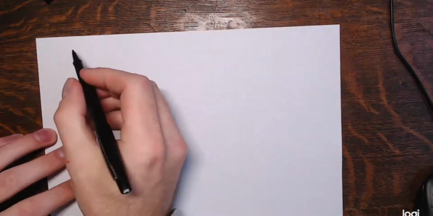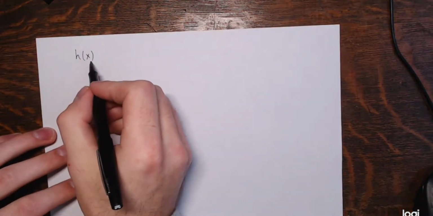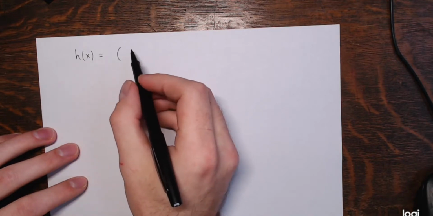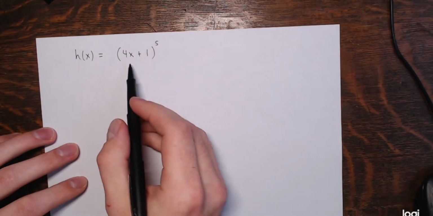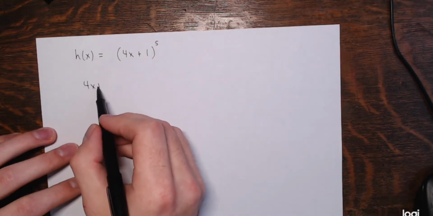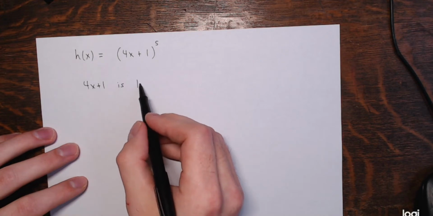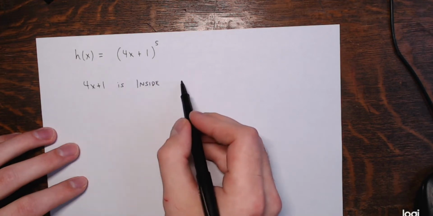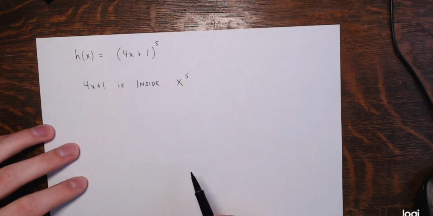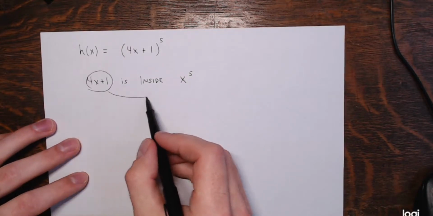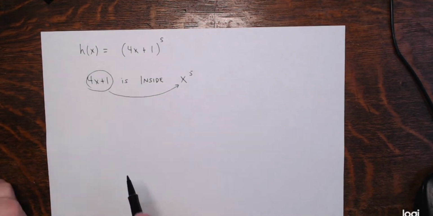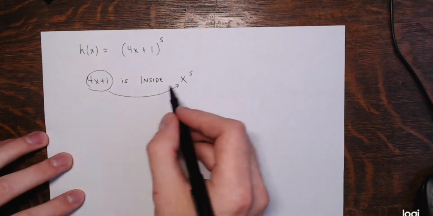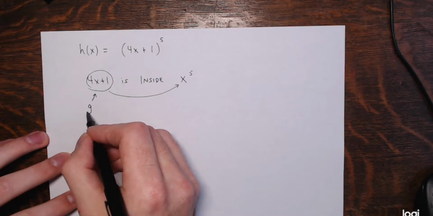All right, we're given h of x equals the quantity 4x plus 1 to the 5th power. You see how this looks like 4x plus 1 is inside, something to the 5th power, say x to the 5th. If I were to take 4x plus 1 and plug it in to replace x, I'd get h back. So this is the inside function, this is the outside function. I'm going to call this g and this f.